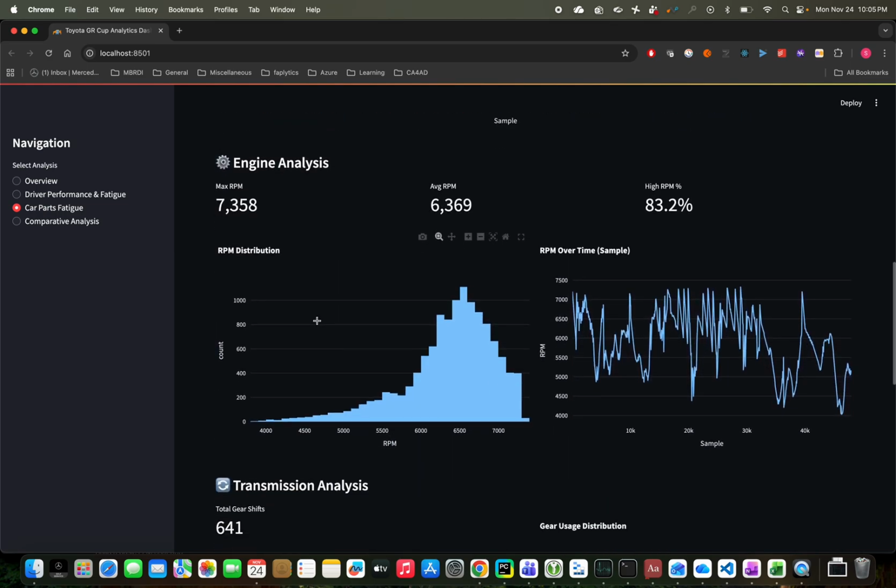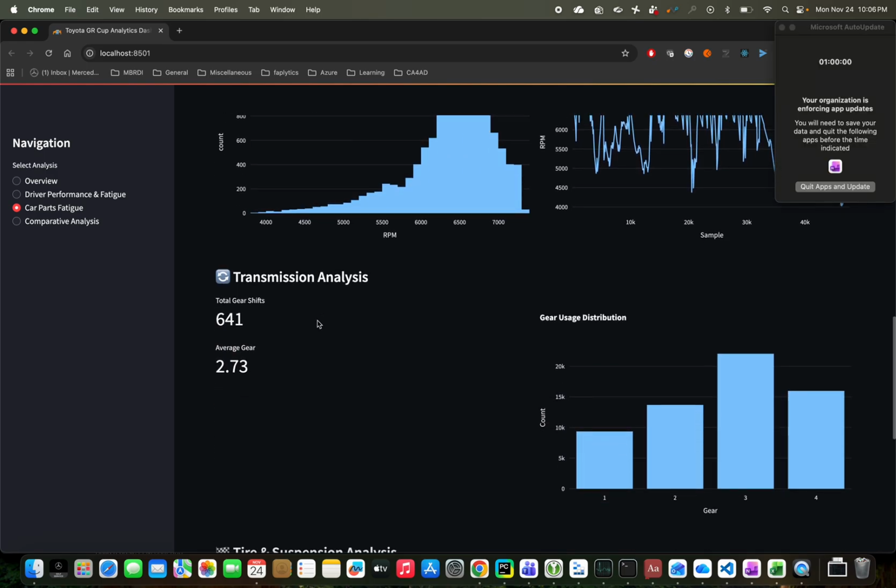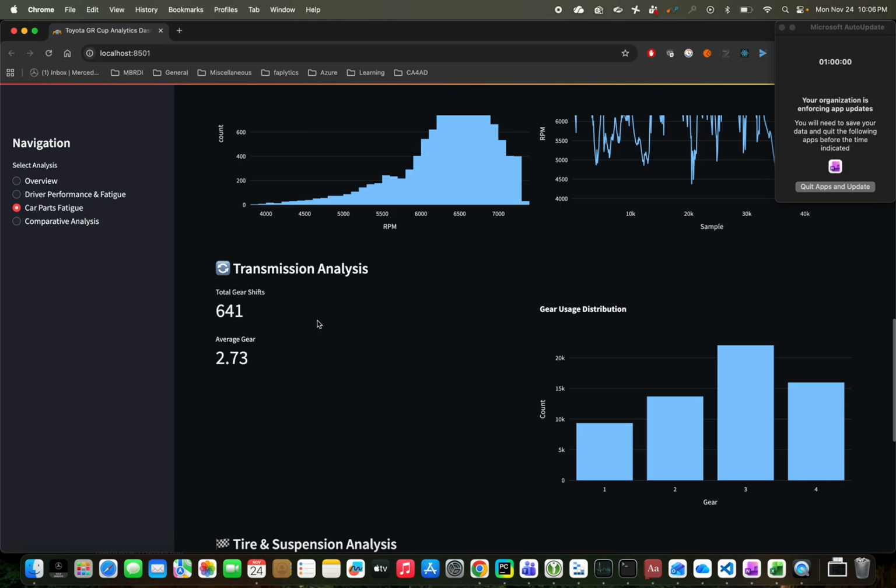Similarly, the engine analysis. This shows the RPM distribution. This histogram reveals how much time the engine spent at high RPM. Critical for predicting how much wear has happened to the engine. Next, we have the GG diagram.